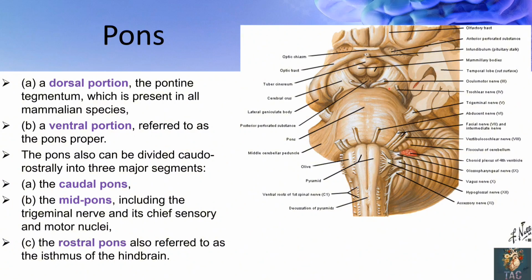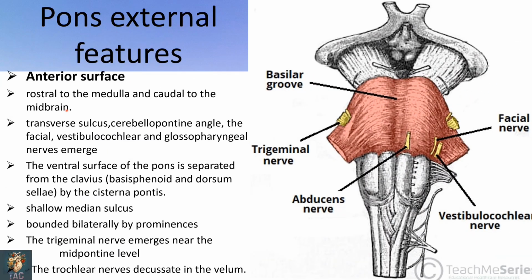And at the junction of the pons with the midbrain, you can see there is the emergence of the trochlear nerve root over here. So the anterior surface is rostral to the medulla. You can see this is the medulla, this red area is the pons, and here is the midbrain. So this is rostral to the medulla, and this is caudal to the midbrain, and this is the most anterior and cranial part of the hindbrain as well.